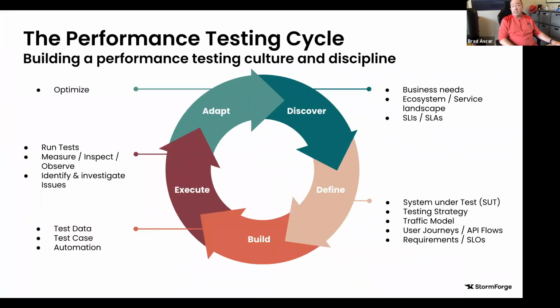Performance testing cycle. In your normal performance testing cycle, you do your discovery, you determine what it is you want to do. Ultimately, you define what you're doing, what's the system under test, all of the things that you do in a standard performance testing cycle around your build process, your test data, your test cases, your automation, then the execution. What is it that you execute to actually do your performance testing? And then we think it's super important to do the last piece here, which is adapt.